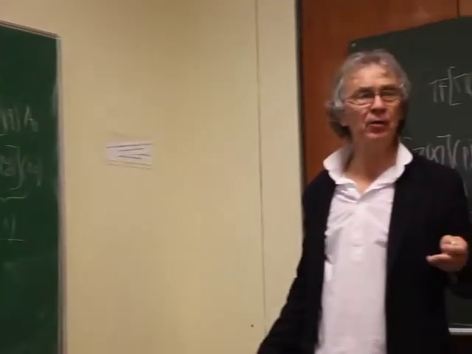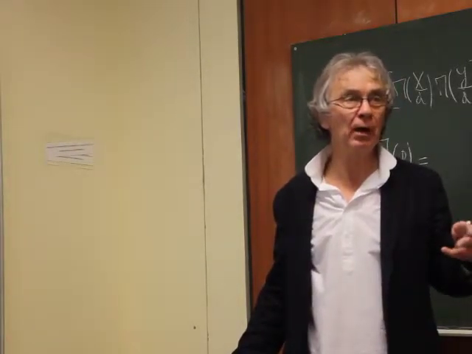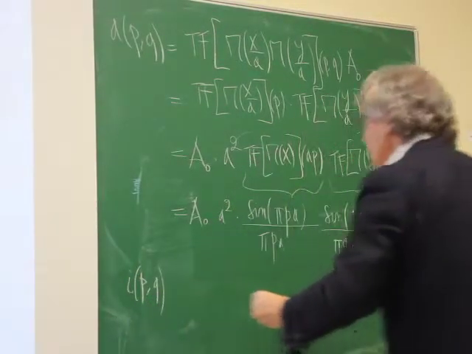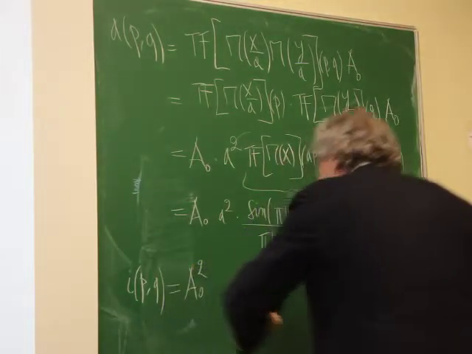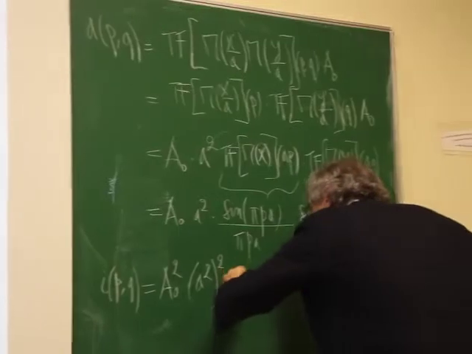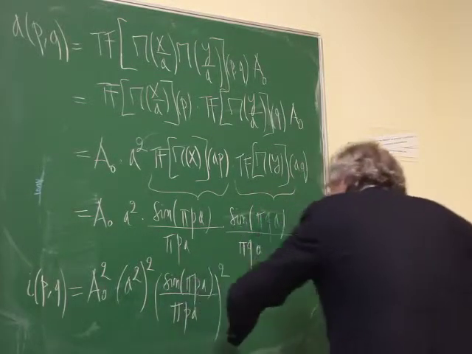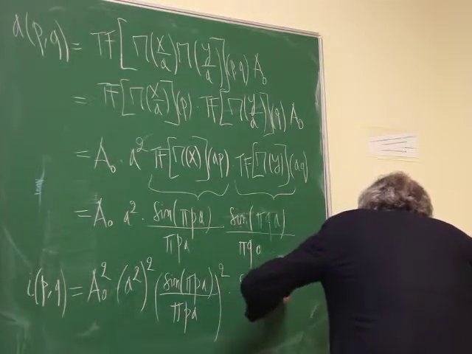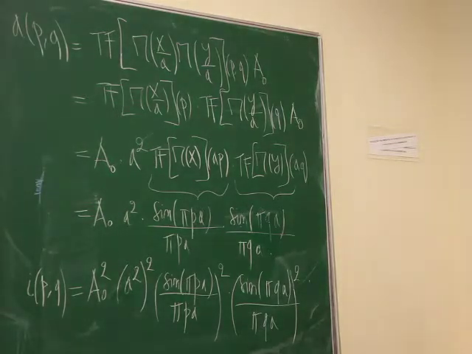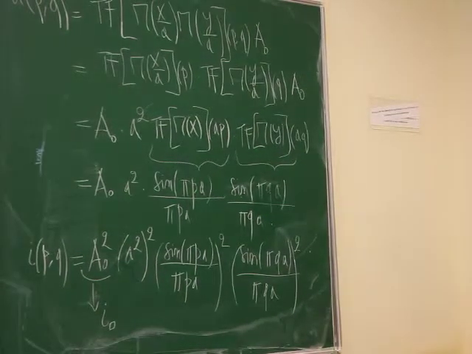And now when we are looking at the focal plane, we are not looking at an amplitude, but at an intensity distribution. And the intensity distribution is the square of the modulus of the amplitude. So we may write here that the distribution of the intensity is equal to A0 squared times a to the fourth, times the sine cardinal squared of a p times the sine cardinal squared of a q. So this is the final answer. And this may be represented with a reference intensity I0.